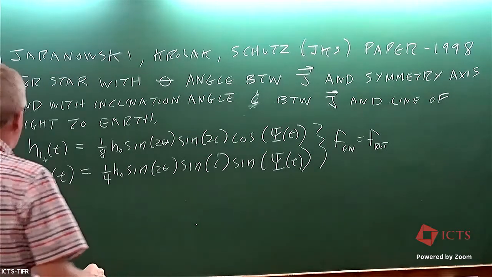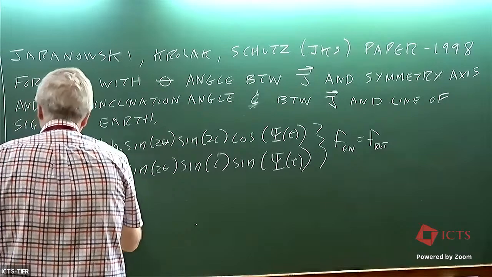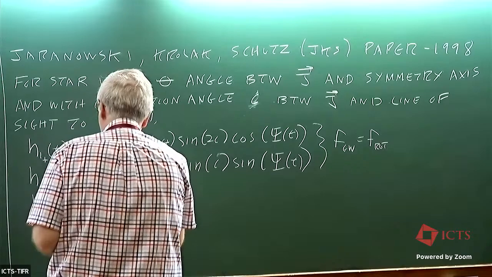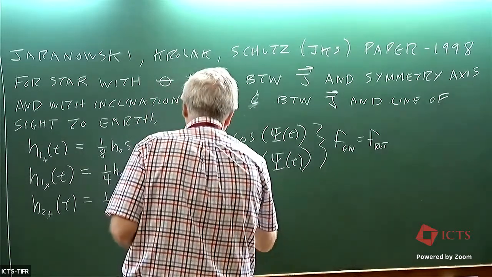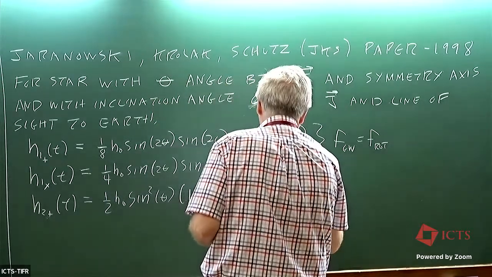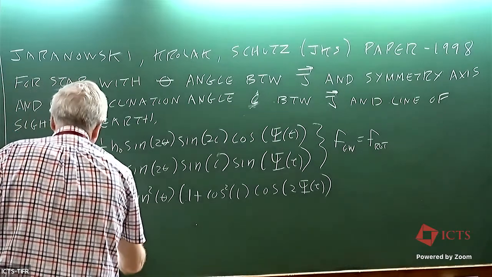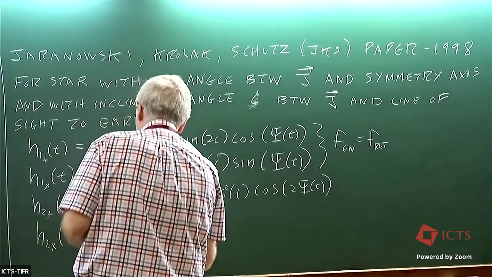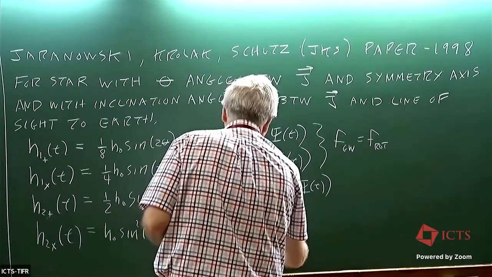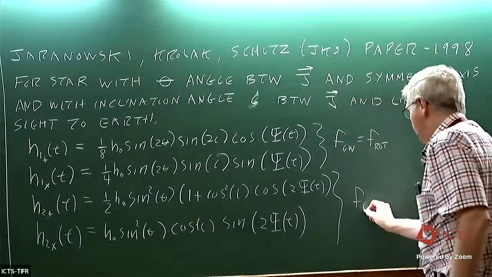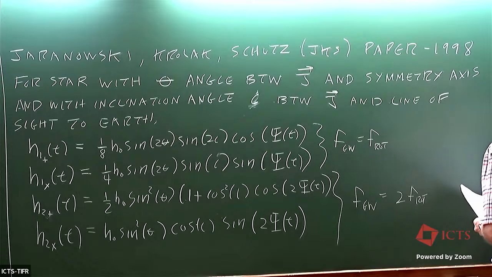So in this model, there's another set of contributions called h2 plus of t. And I think this is an explicit model that Alicia presented, where we have 1/2 h naught sine squared of theta, 1 plus cosine squared of iota, and then cosine of 2 times the same phase function, psi of t. And then we have the cross term, h naught sine squared theta, and then we have simply cosine of iota and the sine of twice that same phase function. And of course, these two terms correspond to f_GW equals 2 times f_rotational. And in general, our detectable signal will be a mixture of these.